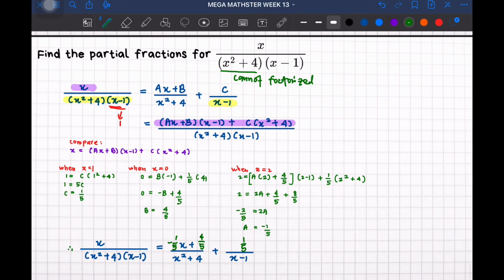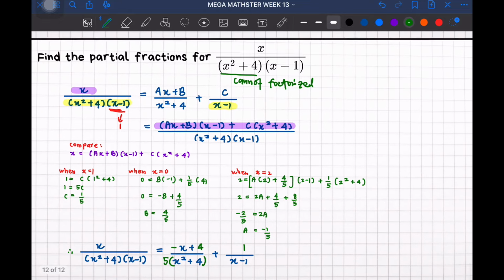Okay, if you notice, the value of a and the value of b have the same denominator, which is 5 and 5 over here. So I will bring this 5 down here. What's left for us in the numerator is just negative 1x plus 4. So it will become negative x plus 4, and for the denominator, we have 5 like this. Then same goes for our c over here, so we bring the 5 down, so we have 1 over 5.